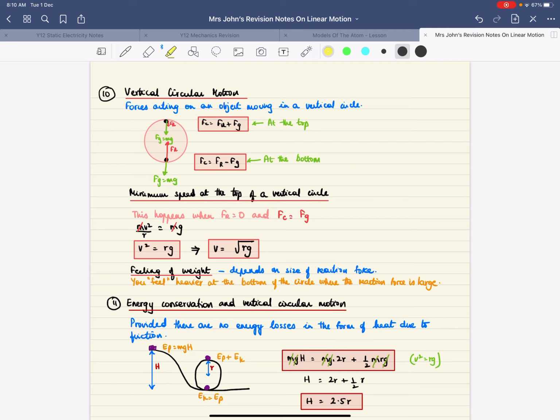Now, in order to keep water in a bucket which is being revolved or spun around in a vertical circle, this will happen if you have some minimum speed, because if you stop or go slowly, the water is going to fall down and you're going to get very wet. So for the minimum speed, that's when your reaction force reduces to 0. So your centripetal force is provided by the gravity force. You equate the two and you get v is equal to the square root of rg, or v squared equals rg.